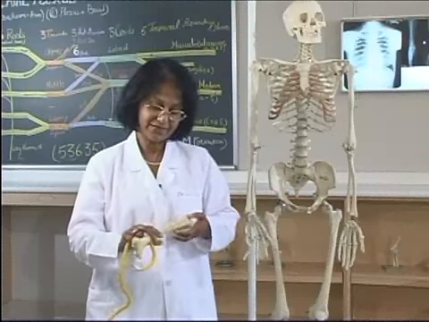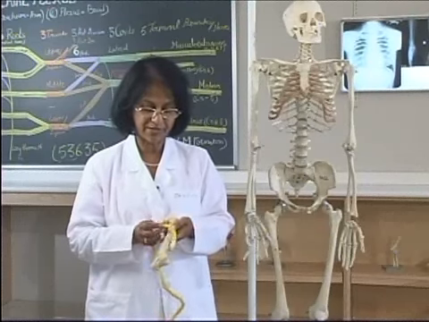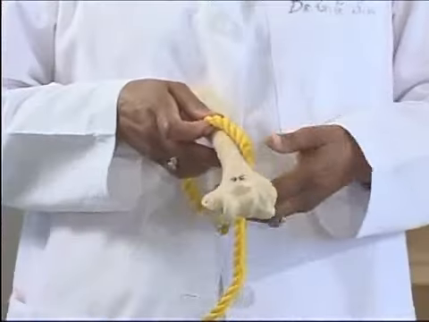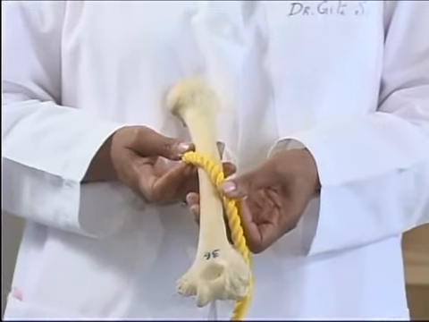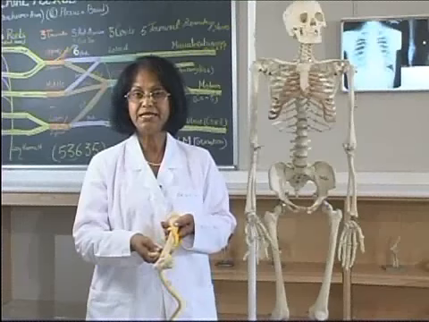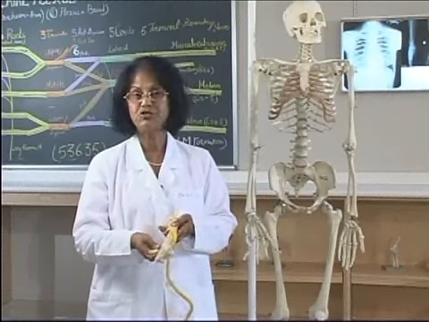The second area is on the posterior aspect of the shaft in the spiral groove. When the spiral groove gets fractured and involves the radial nerve, it can cause wrist drop.